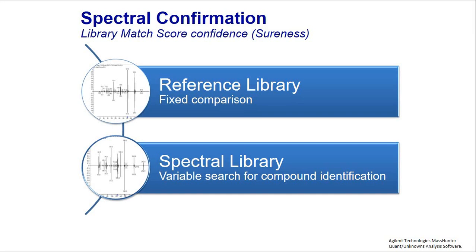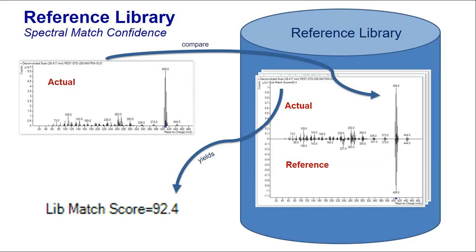The purpose of the reference library is to fetch a single library entry, a fixed comparison between your actual acquired spectrum associated with a peak and the reference spectrum, and to give you a comparison which could build confidence, sureness in your result. So the reference library actually just holds the reference spectra.